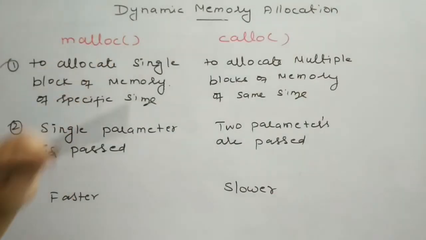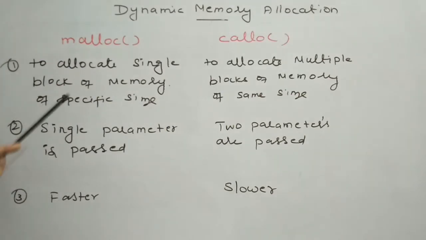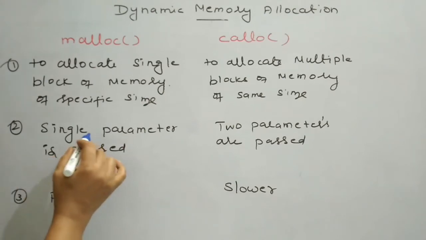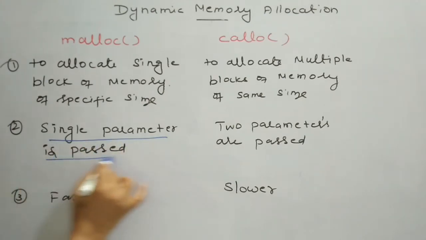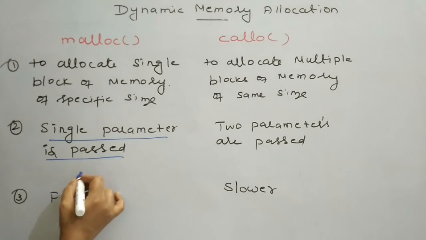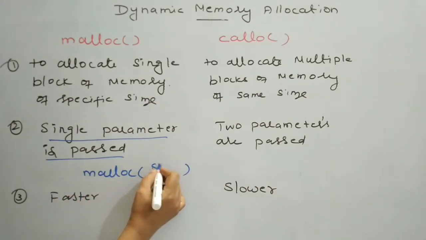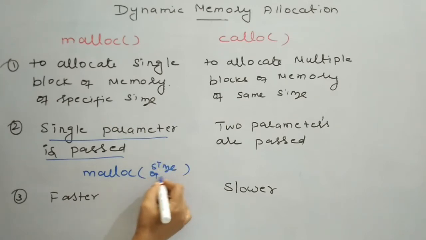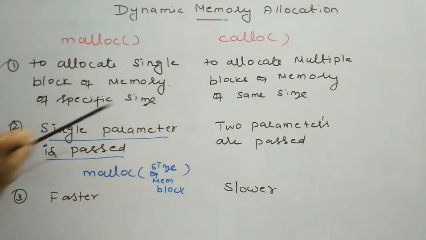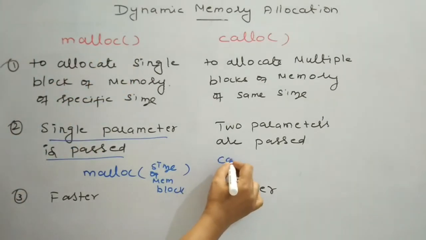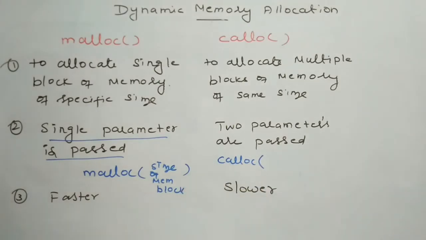For implementing this dynamic memory allocation, we use 4 functions. Among the 4 functions, we have malloc and calloc. What is the difference between malloc and calloc? For malloc, a single parameter is passed as the function parameter. So to this malloc function, we need to pass a parameter which specifies the size of the memory block that needs to be allocated. Whereas in the case of calloc, we are going to pass 2 parameters.